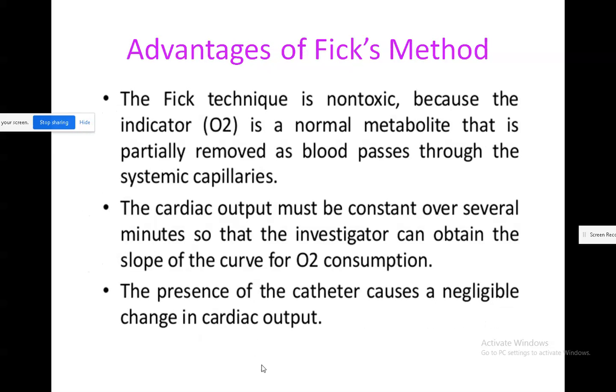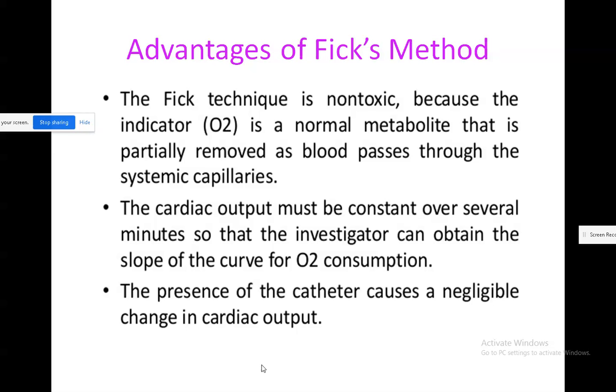So, advantages of the Fick method. The Fick technique is non-toxic, because the indicator is a normal metabolite. Normal metabolite means it will not affect the blood value. It will not be mingled with your blood, and it is partially removed as blood passes through the systemic capillaries. You can remove the oxygen from the blood because it will not mix with the blood.